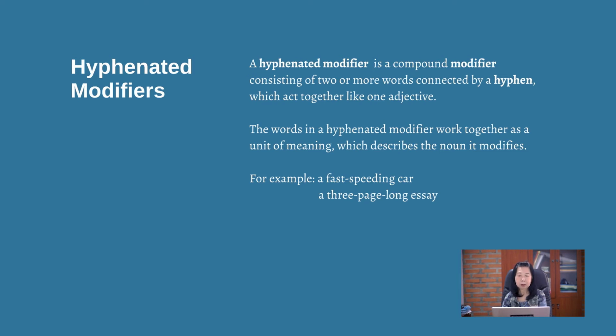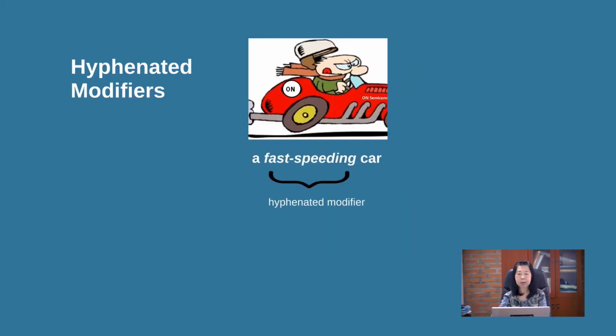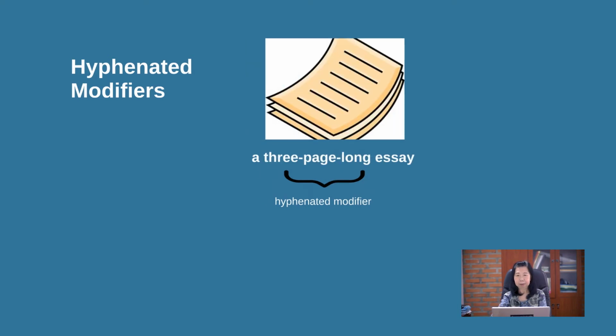A 3-page-long essay, 3-page-long, 3 kata dengan hyphens di antara kata-kata itu menjadi 1 unit menerangkan essay. Jadi di sini this essay is 3 pages long. Essay ini 3 halaman panjangnya. Ini gambarnya, a fast-speeding car and a 3-page-long essay.